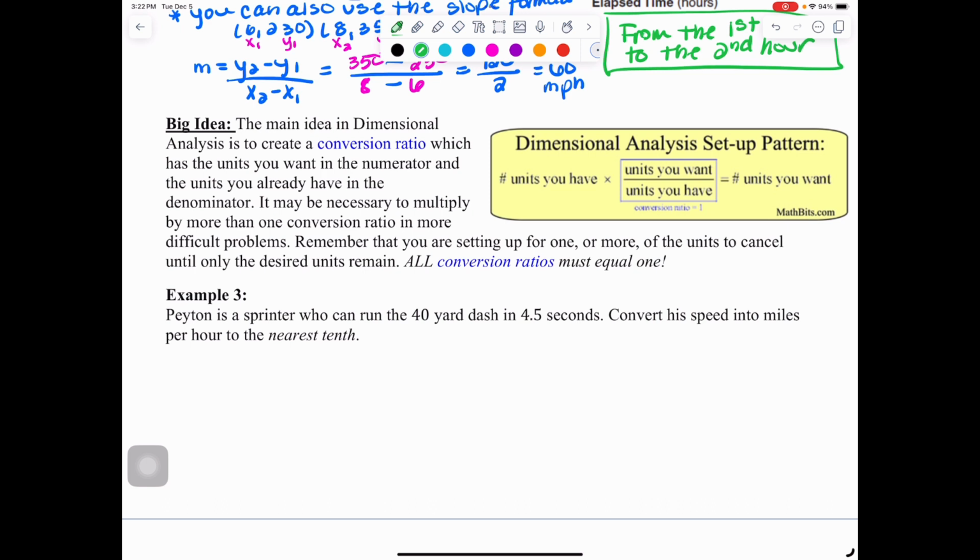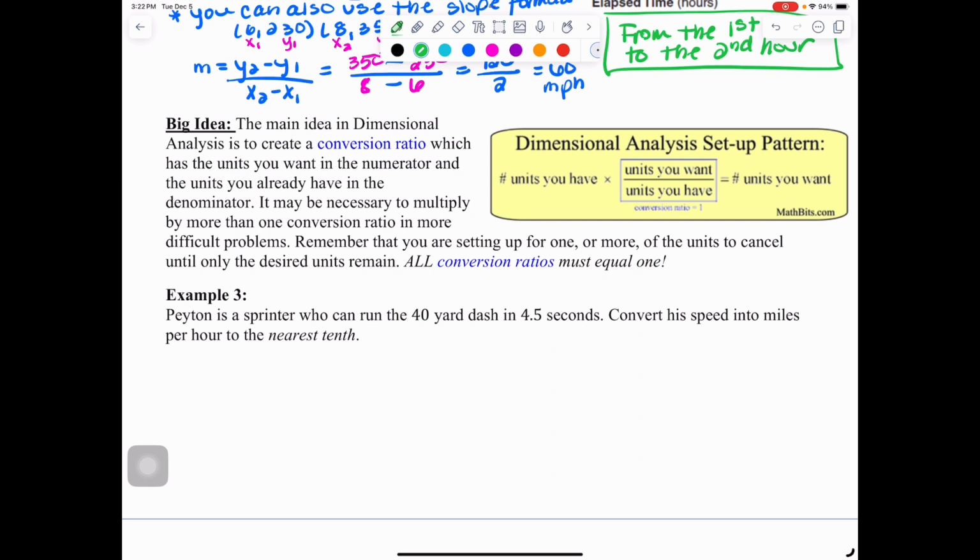That's the really big idea here when we work on these dimensional analysis problems, which is basically you're going to have a bunch of ratios that are converting different things into different measurements. You want to make sure you end up with the measurements that you want. So you have to set up your fractions in a way that you can cancel out all the things you don't want and keep all the things that you need.